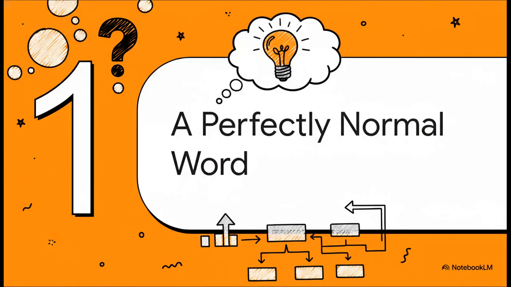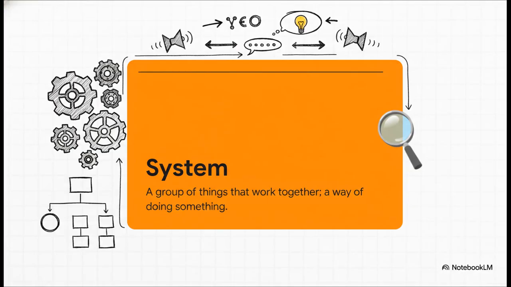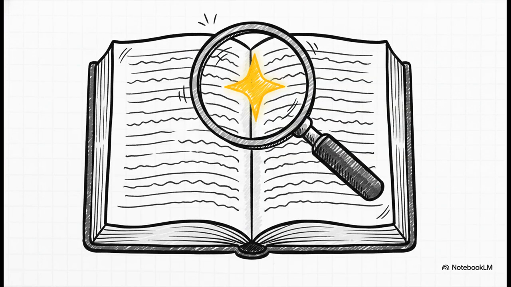Okay, first up, a perfectly normal word. Before we get to the cool, hidden stuff, we gotta start with the basics. What are we even looking at? What does system actually mean? So if you look it up in the Simple English Wiktionary, a system is pretty much what you'd expect. It's a group of things that work together or a way of doing something. Simple enough, right? Nothing to see here, or so you'd think. And that's where most of us would just move on.